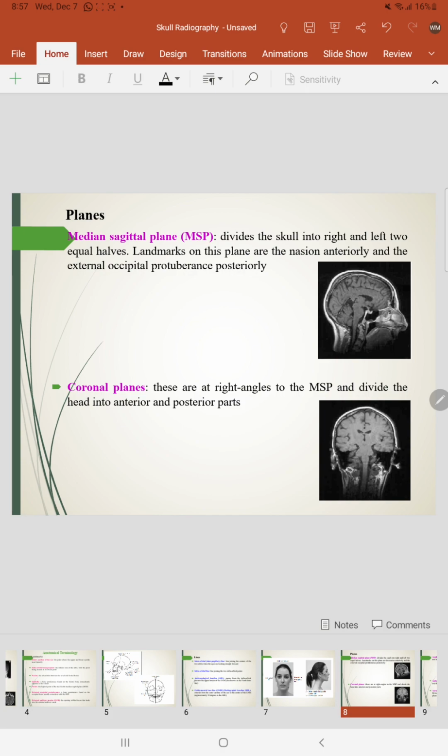Okay, now we are moving to the planes. There are a few planes. First one, median sagittal plane. You all know this plane. Median sagittal plane, MSP, divides the skull into right and left, two equal halves. Landmarks on this plane are the nasion anteriorly and the external occipital protuberance posteriorly. Then coronal planes. These are at right angles to the MSP and divide the head into anterior and posterior parts. It's so simple.